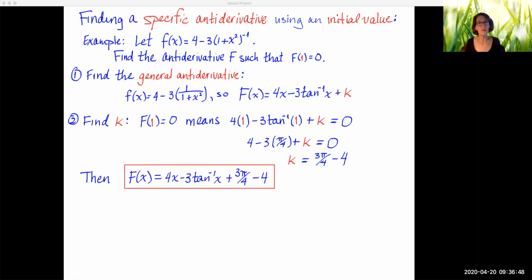So that's called an initial value problem. We're given a derivative and an initial value of the function we're looking for. We first find the general antiderivative, and then use that and the initial value to solve for that unknown constant, and then put it all together.